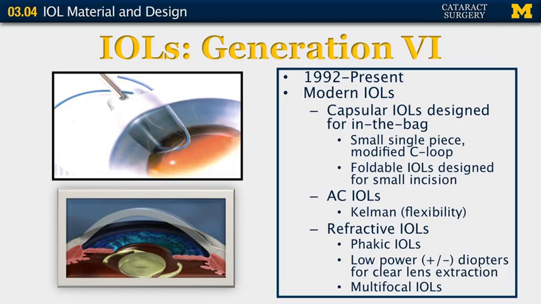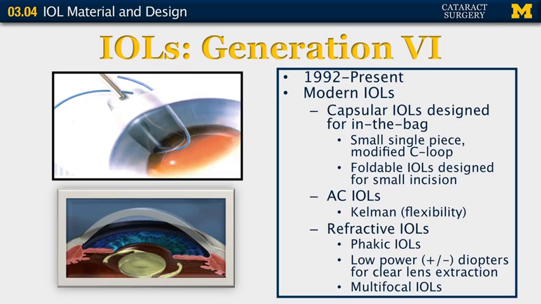And finally, we get up into the sixth generation, or what are considered the modern, currently in use lenses. These were first developed and introduced around 1992, and these lenses are designed for placement into the capsular bag. We have small single-piece lenses. We have lenses with three-piece, meaning that the haptic and the optic are made of different materials. These lenses can now be foldable and placed through smaller incisions into the capsular bag.